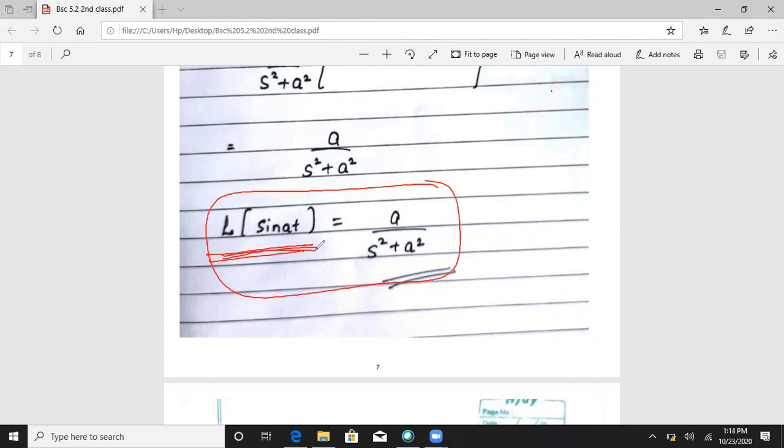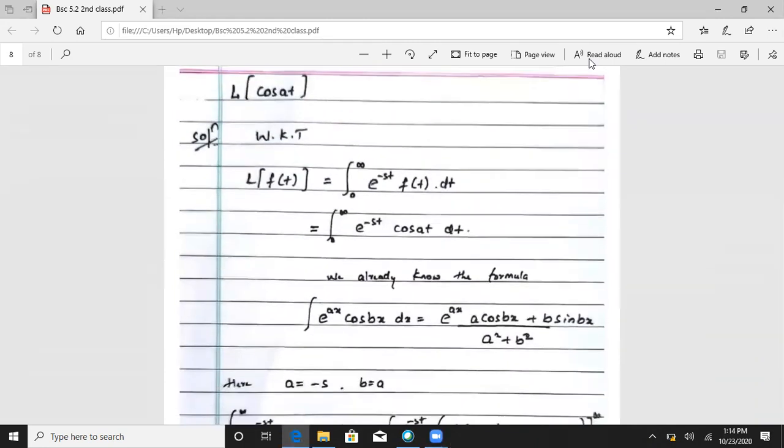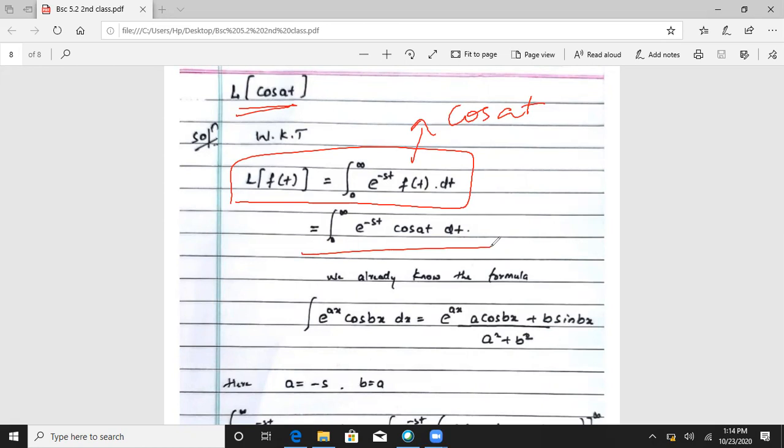Similarly, we solve the same for cos at. We already know the Laplace transformation definition: L of f of t is equal to the integration from 0 to infinity of e to the power minus st f of t dt. Instead of writing f of t, we will write cos at. Here, integration from 0 to infinity of e to the power minus st cos at dt.